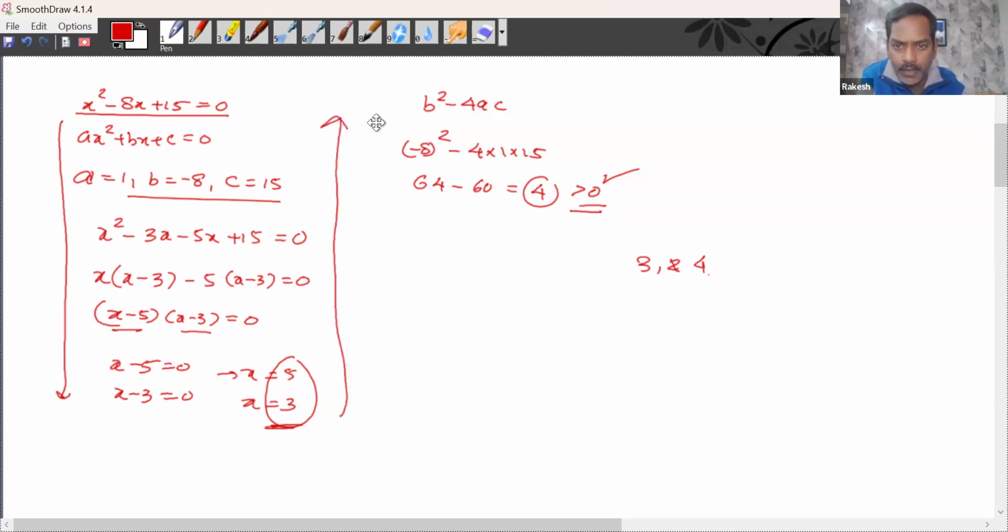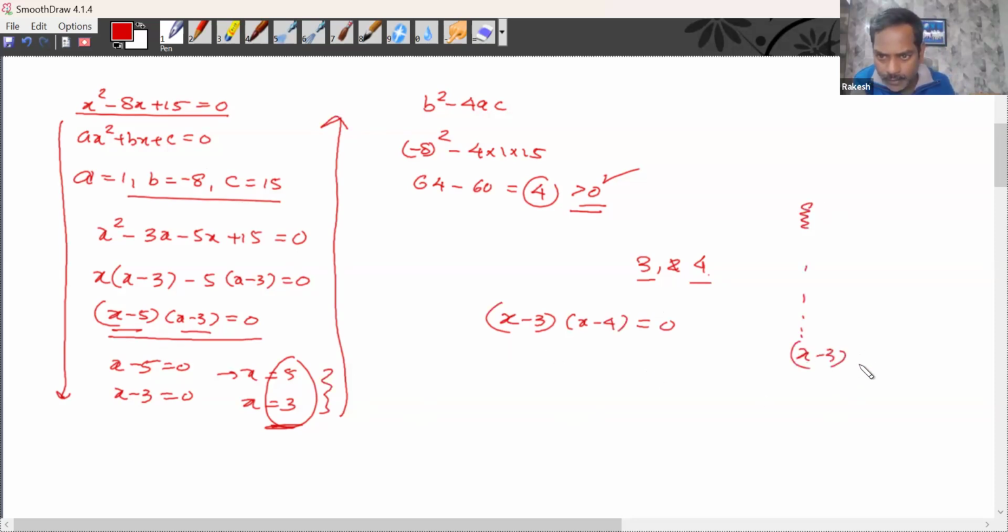Quite simple. If the roots are 3 and 4 like this, then the next step should be this. That is, each one of them can be written like this, right? Yes or no? If the quadratic equation is something here, after solving like this, we'll be getting this only. Then only we can say that after equating each one of them to 0, I'll be getting the roots at 3 and 4.